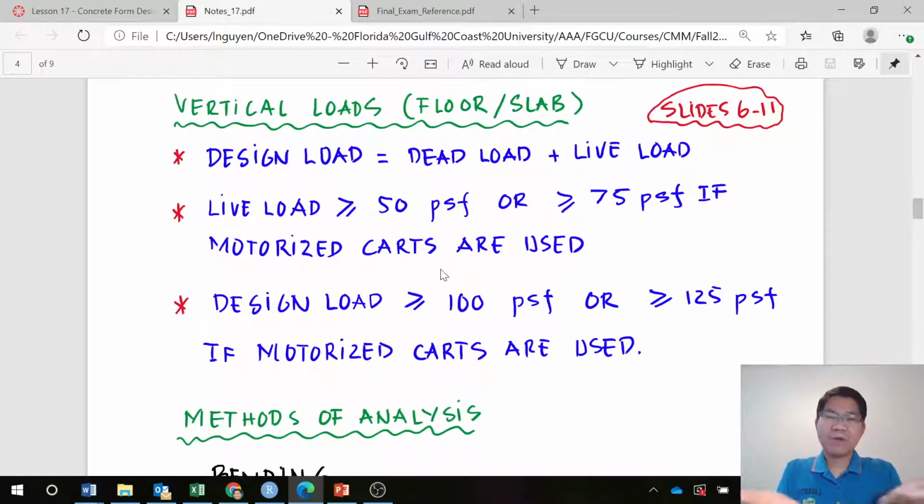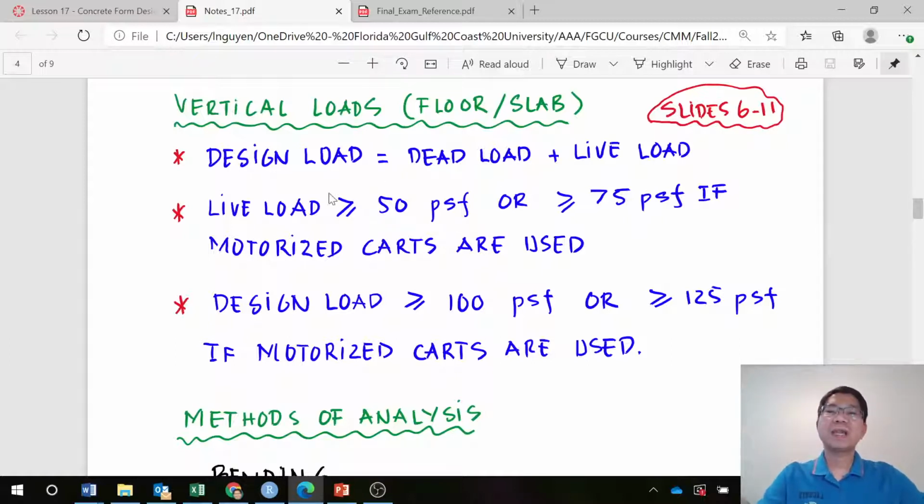The slab form is horizontal, so the load will be vertical. How to determine it? Same as in your structural analysis class, the design load equals the dead load plus live load. So what is the dead load and what is the live load? In this case, the dead load will be the concrete on the formwork and the dead load of the formwork itself. Those are the two major dead loads. The live load is the workers working on it and the equipment running on the temporary structure and the formwork.